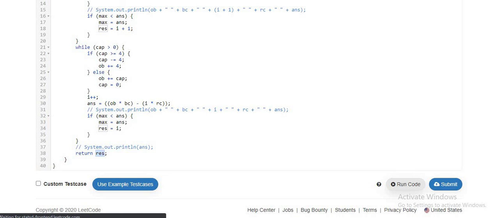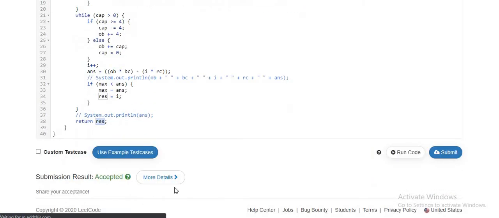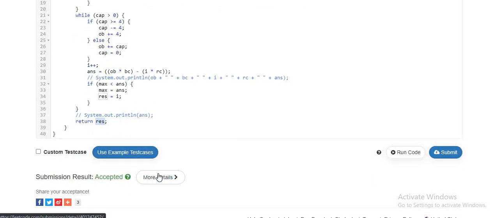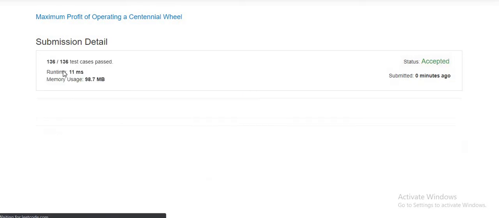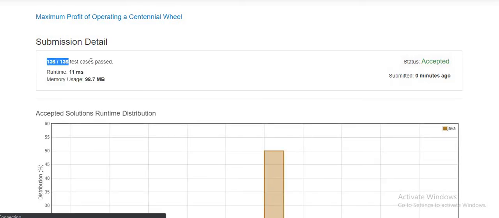So let me run this program and show you the output. Yeah, so you can see the solution is accepted, and let's look at the test coverage part. You can see it has passed all the 136 test cases.